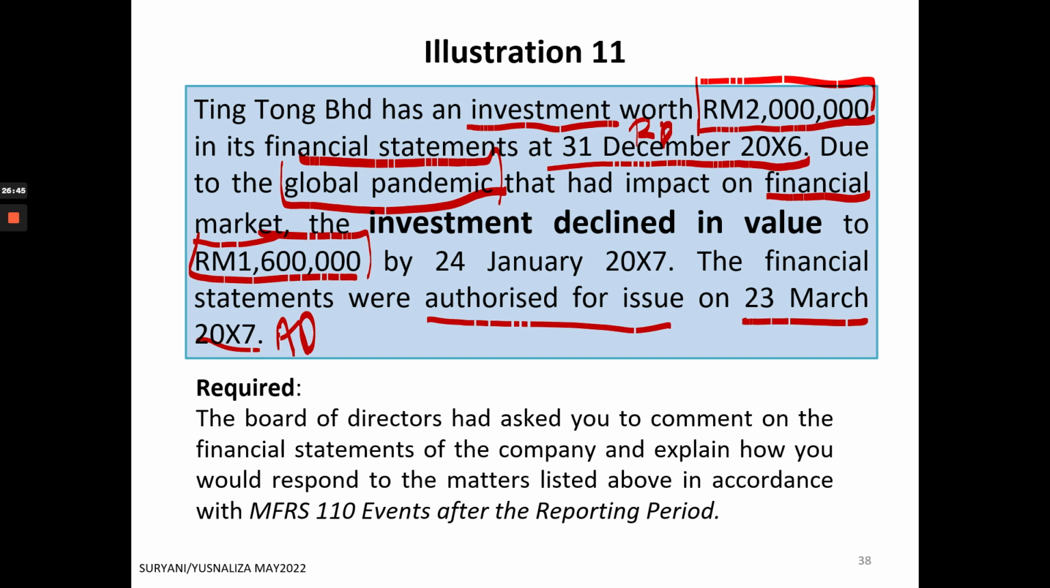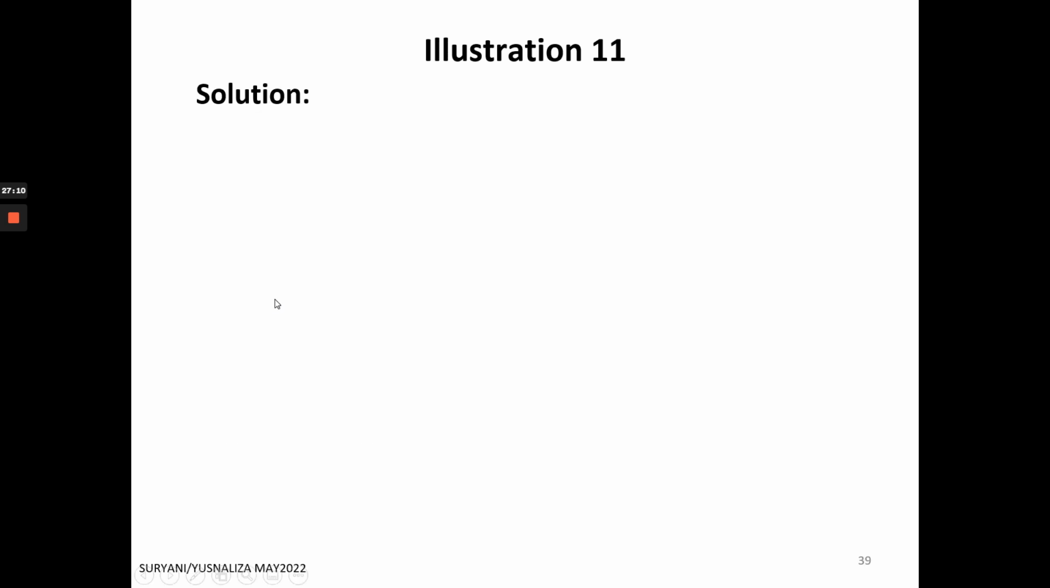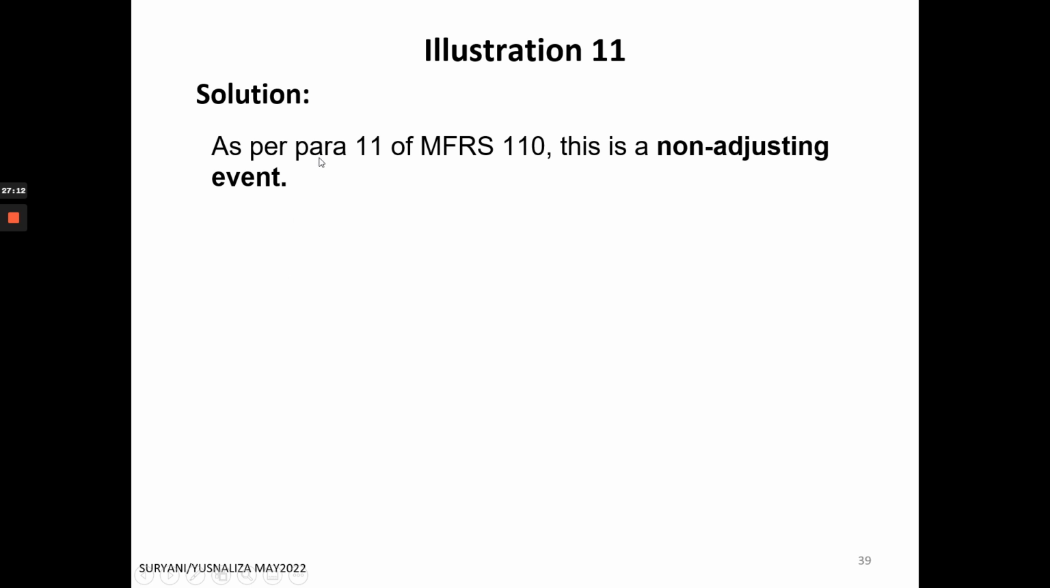You are asked by the board of directors again to comment. Is there any adjustment needed in the financial statements? If yes, what are the adjustments? If there is no adjustment, why? And what are the disclosure notes that you need to provide? Explain that in accordance with MFRS 110. The last event is as per paragraph 11 of the standard.